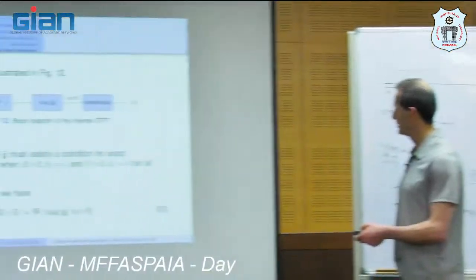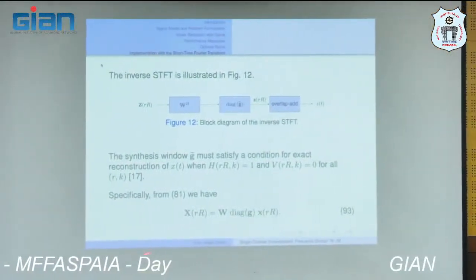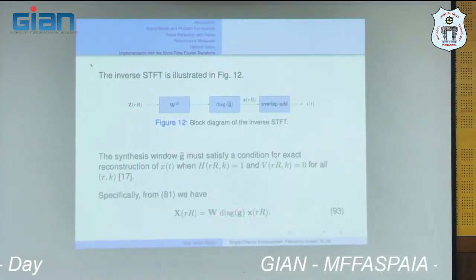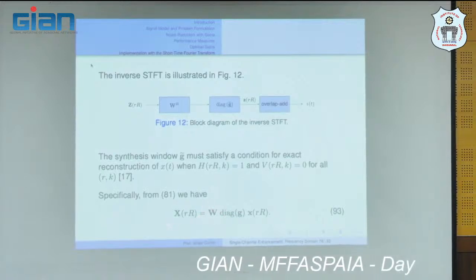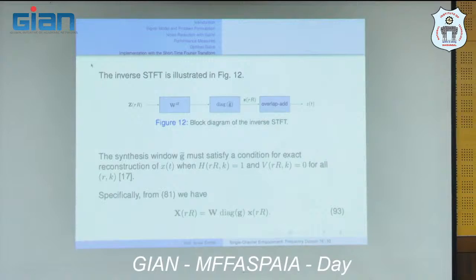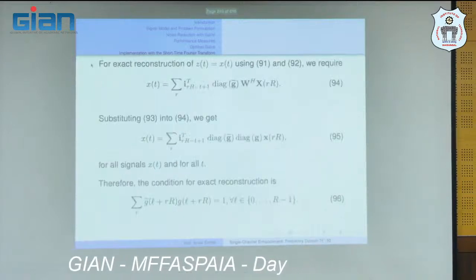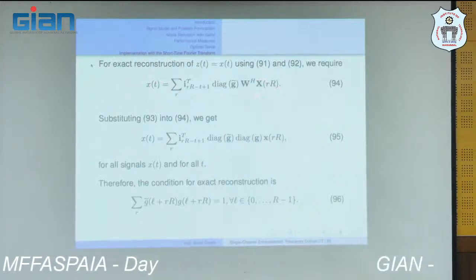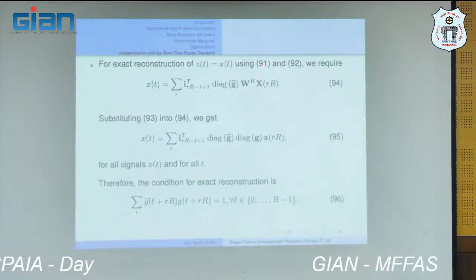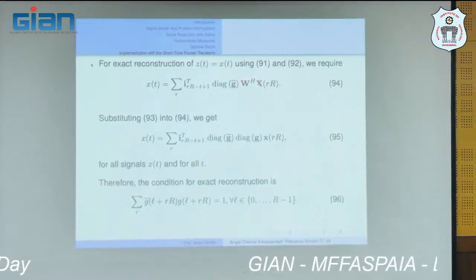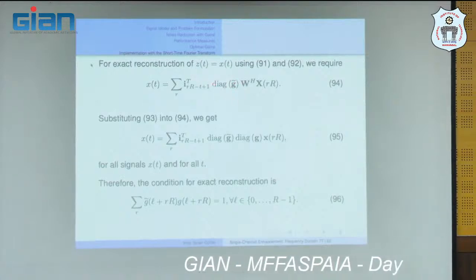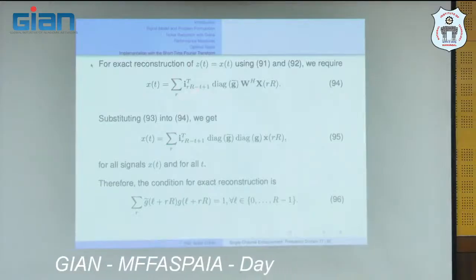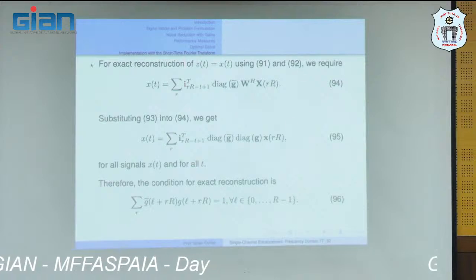Suppose that we take any signal like this. We multiply it with a window and apply the Fourier transform. So this is the STFT of the signal. Now suppose that we want to reconstruct the original time domain signal from the STFT signal. So we apply the inverse DFT, we multiply with the synthesis window, and this is the overlap and add. We take the signals, we move them by R samples, and this is the overlap and add.